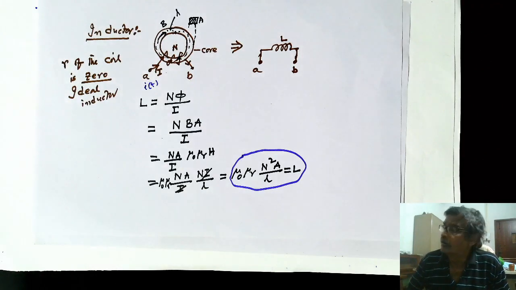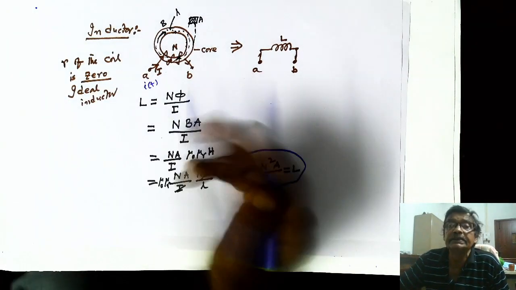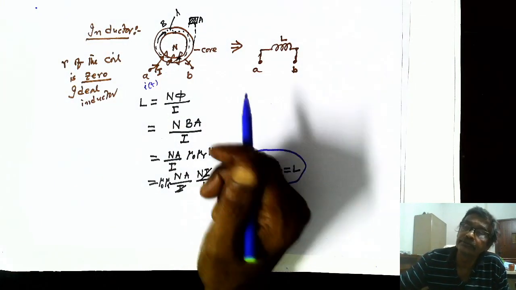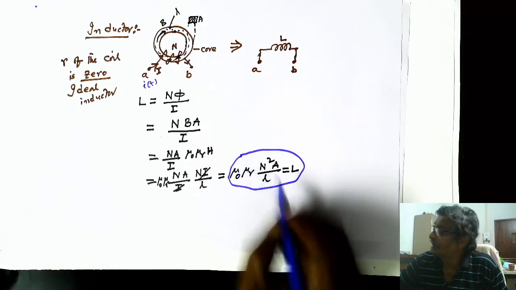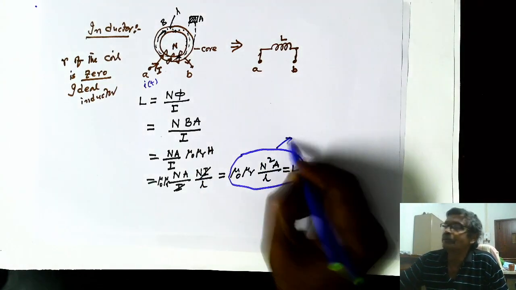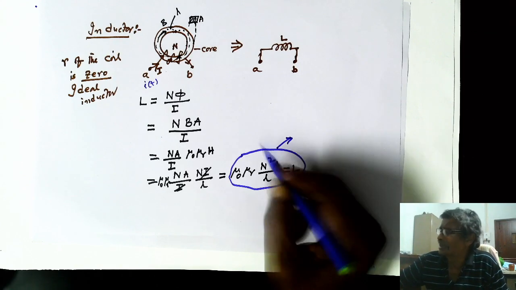So, flux linkage per unit ampere is the fundamental definition of inductance, and this equation can help you to manufacture an inductance of this much Henry, this much coil length, this, that, okay.